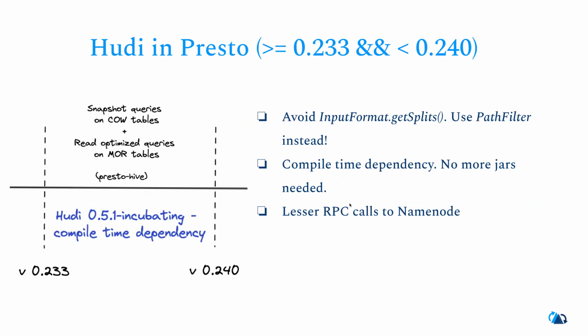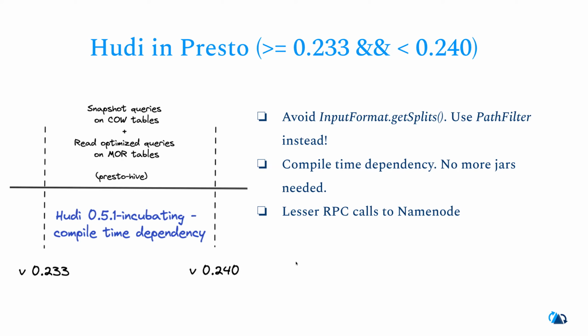So in Presto, between these versions 0.233 and 0.240, the first integration was based on input format. Up to version 0.233, it was simply based on input format getSplits. We had an annotation here, which we would check in the Presto Hive split loader, and then we would call our custom input format to fetch the splits.